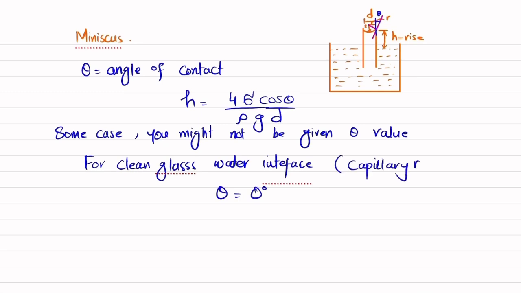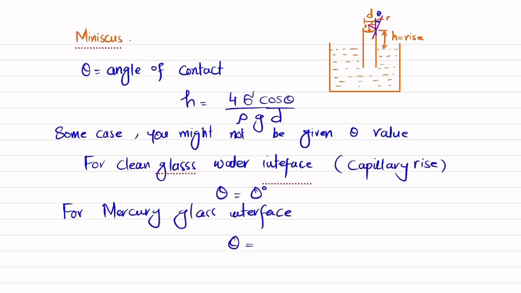So you have to memorize this thing. And for the mercury glass interface, this theta will be equal to 128 degrees, and that will be for capillary depression.